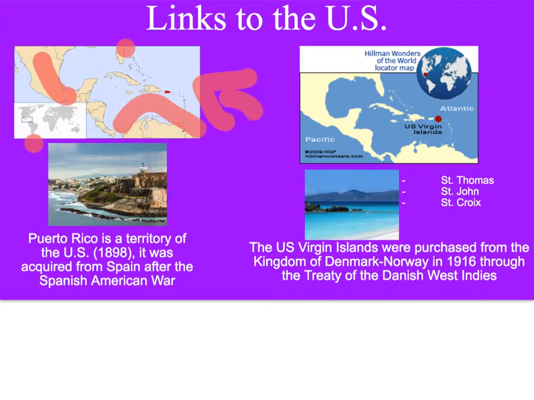If you move over to the right, you have the U.S. Virgin Islands, which were purchased from the Kingdom of Denmark-Norway in 1916 through the Treaty of the Danish West Indies. The United States has claims to St. Thomas, St. John, and St. Croix. And again, the image shows you where it's located on the Earth's surface, and then it gives you the little pull out to show you the rest of the world so you can see exactly what's going on. And then you have an image below that of what they kind of look like.